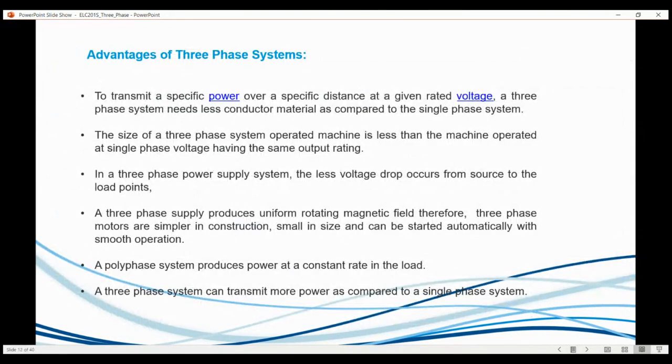And again, let's say three-phase motors are simple in construction. Yes, we'll talk about that. A polyphase system produces power at a constant rate. That's what I meant, constant voltage, obviously. And also with three phases, we can transmit more power.